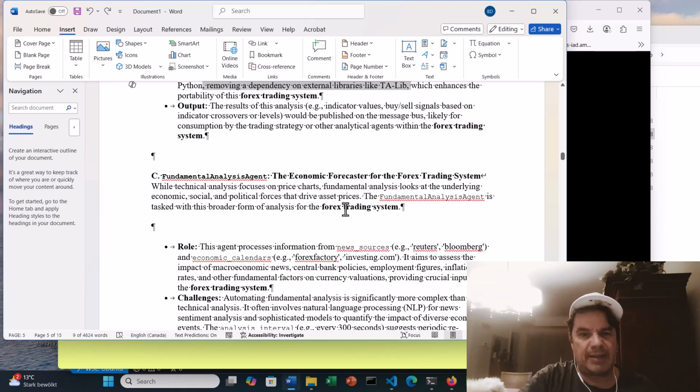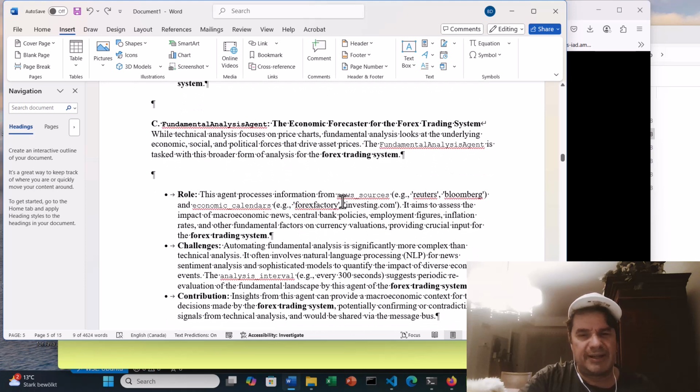Tasked with a broader form of analysis. So the role includes news sources, so that could be Reuters, Bloomberg, economic calendars like from Forex Factory, and it aims to assess the impact of macroeconomic factors, central bank policy, employment figures, inflation, and other fundamental factors in currency valuation that drive the input on the pricing.